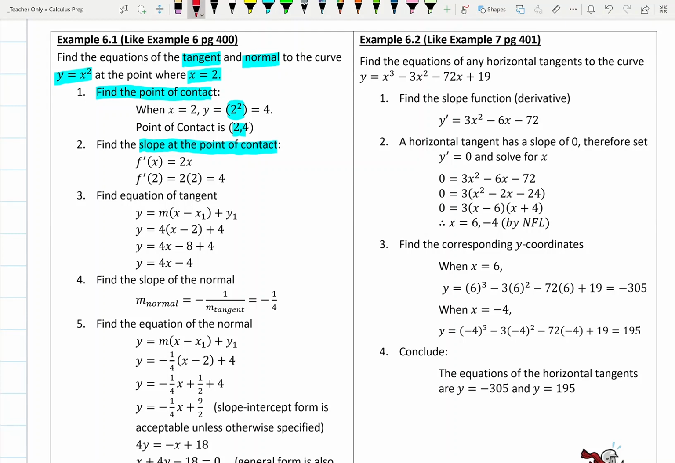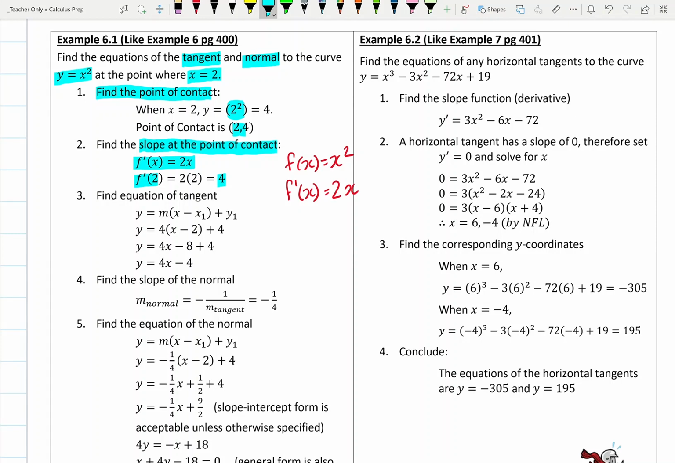And just a quick reminder on that, if f(x) equals x squared, then f'(x): the 2 comes down as a factor, x to the power of 2 minus 1 is x to the 1, so our derivative is simply 2x. Which is what I've got written here. From there, we want to find the slope at the point of contact, so we find f'(2), and that tells us that the slope is 4.